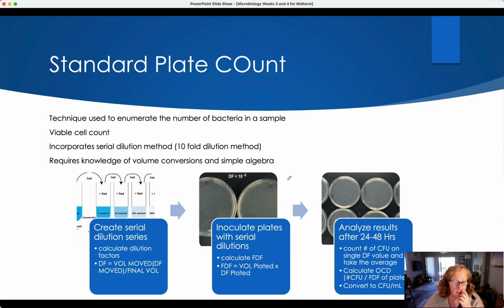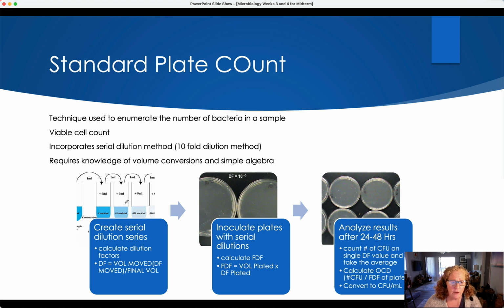All right, so in our serial dilution series, the first thing we have to do is, of course, get our sample, and then we have to dilute that sample down using a tenfold serial dilution series. Tenfold is the best way to go because all we have to do is count zeros. It's easy to calculate, and they're easy numbers to work with.